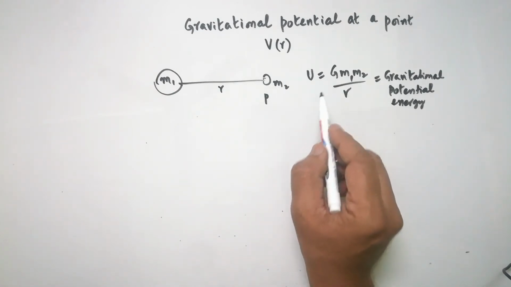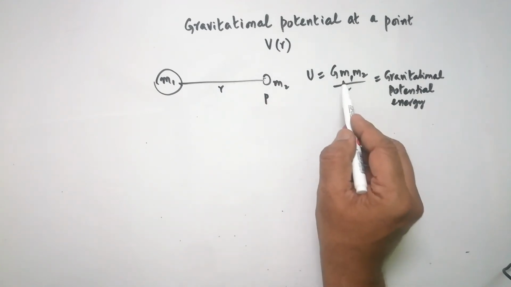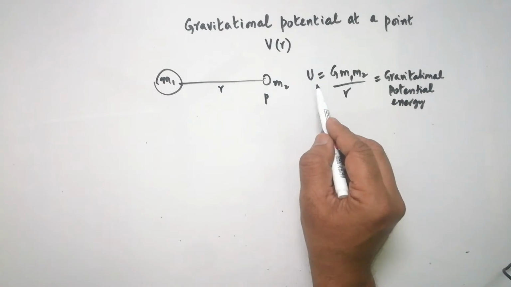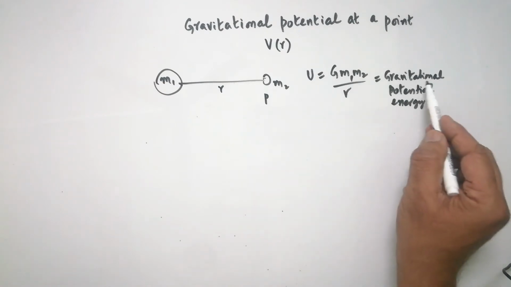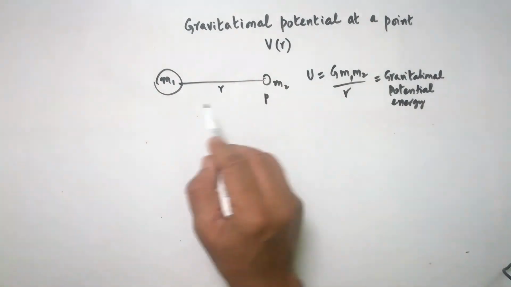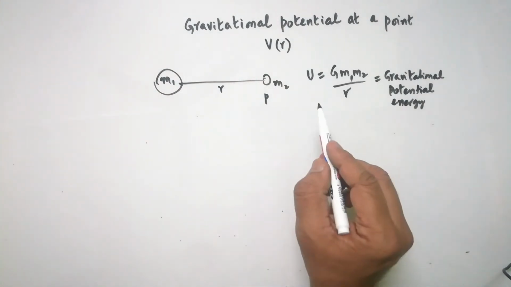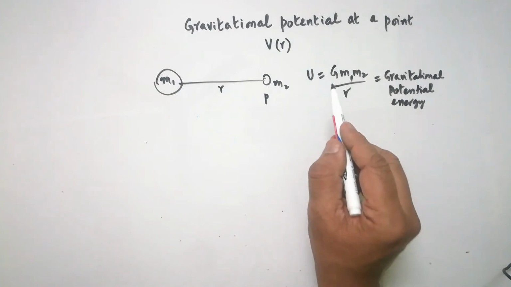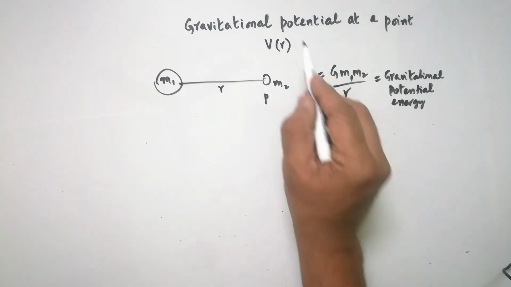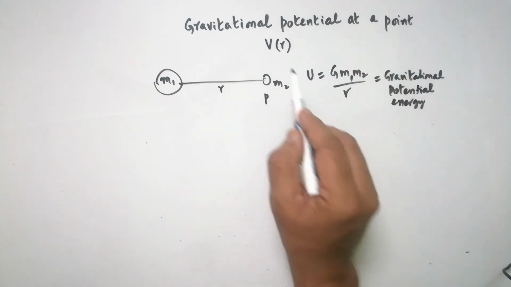So here, first we have to derive the formula for V. How to derive? For that, this formula is required. What is U? U is nothing but gravitational potential energy. So in this system, mass m1 and m2, this much amount of gravitational potential energy is stored up. But we are going to learn a new term called gravitational potential at a point.